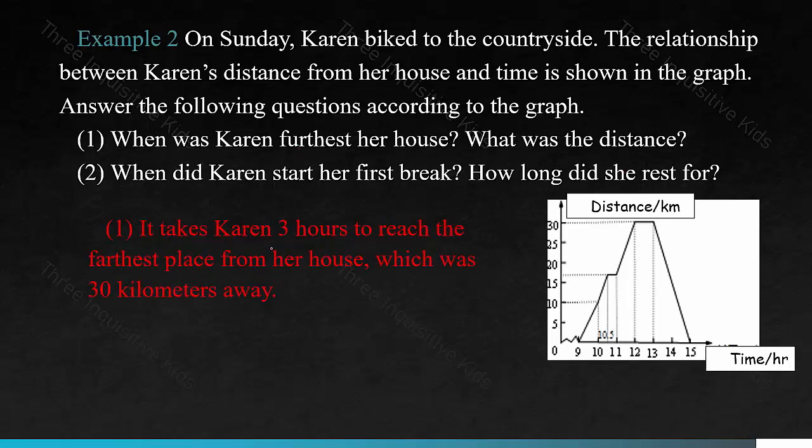It took Karen 3 hours to reach the furthest place from her house, which was 30 kilometers away. I'm sorry guys, this is not 3 hours. As you can see, it's 12 hours, if you look at the graph. Karen had her first break at 10:30 and she rested for half an hour. As you can see, this is 10:30. She rested for a bit, that's why the line is going horizontal.